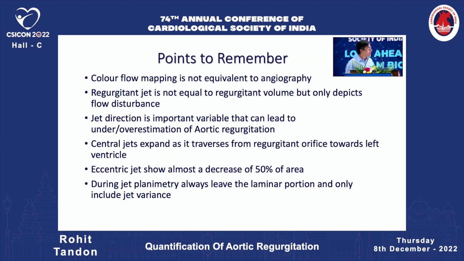Points to remember always: color flow mapping is not equivalent to angiography. Regurgitation depth is not equal to regurgitation volume, but it only depicts the flow disturbance. Jet direction is an important variable which can lead to underestimation or overestimation of AR. Central jets usually expand as they traverse from the regurgitation orifice towards the LV, and eccentric jets due to the Coanda effect show 50% reduction in the total effective regurgitation area.